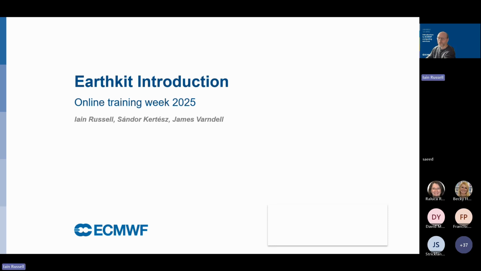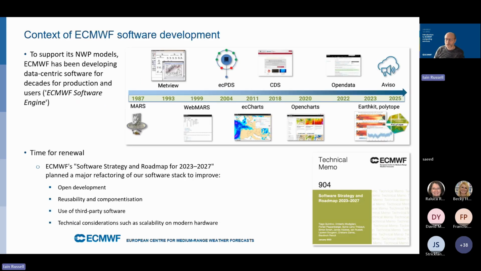So first of all, just setting the context of EarthKit. I hope you can see the slides. ECMWF has a long history of developing software in support of the NWP models, both in terms of operations, running them, and also helping users to access, process and visualize the data that comes out. These days we call this software ecosystem the ECMWF software engine. That's the collective name if you hear that phrase in the future.